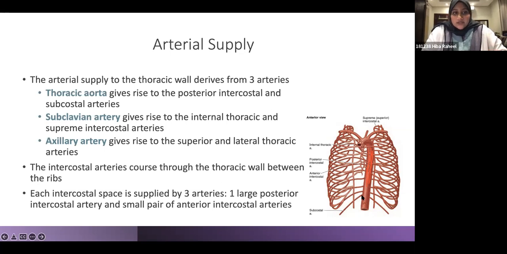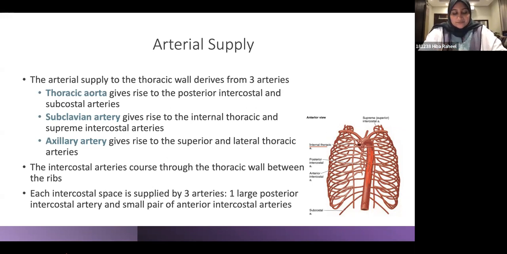Then we have the subclavian artery, which gives rise to internal thoracic and supreme intercostal arteries. So internal thoracic is right over here. This comes from the subclavian artery, which is here. Okay. Last artery that you need to know about is the axillary artery. Now, how can you remember this? Think of it this way. The thoracic aorta is a very big blood vessel. It's a very wide, very strong blood vessel, like you can see over here. So it gives rise, sorry, I can't see my cursor.